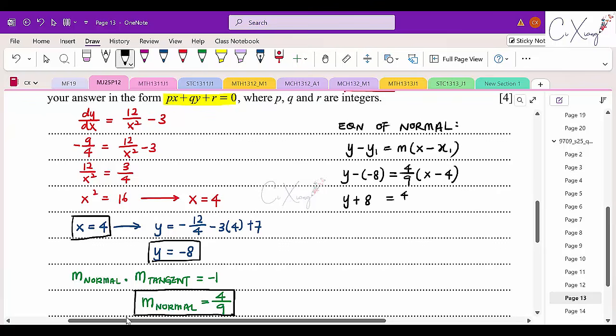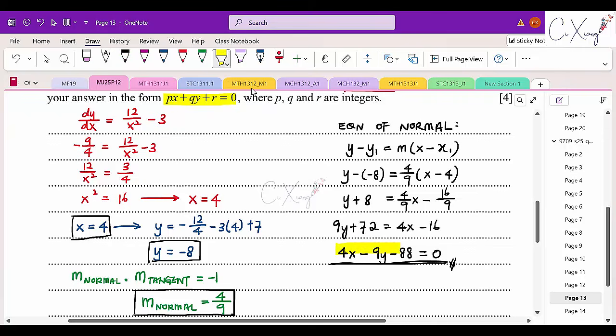And don't forget about the requirement of the question, yeah? They want you to put it in the general form. Multiply the 9 to the whole equation, yeah? And after that, rephrase your answer. So if you don't make any careless mistake, by right, when you rephrase your answer, it should be 4x minus 9y minus 88, and it equals 0. Okay, so this is how we find the equation of the normal and how we answer question number 9.